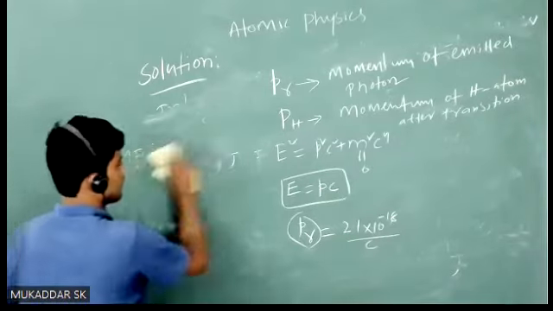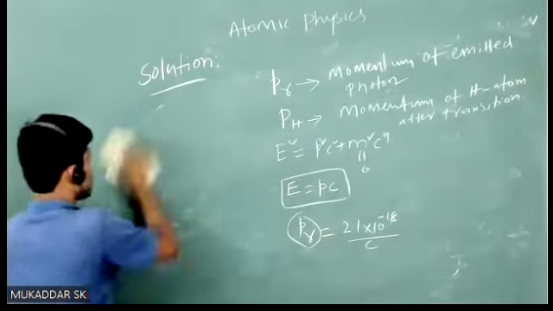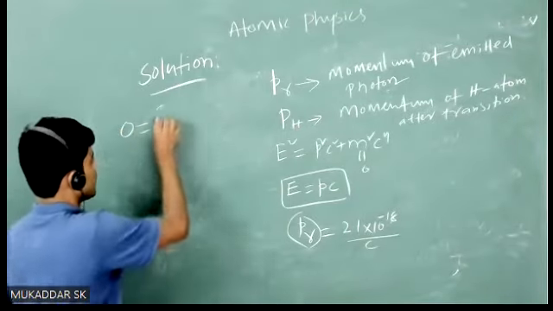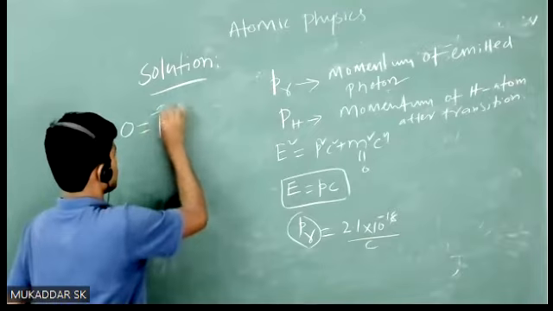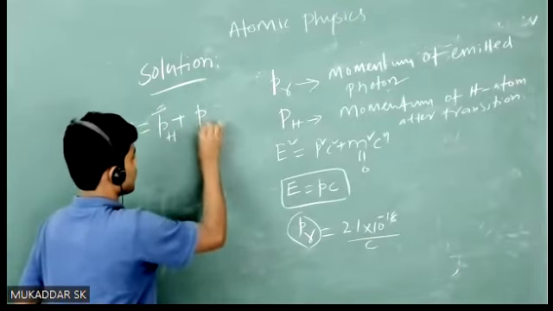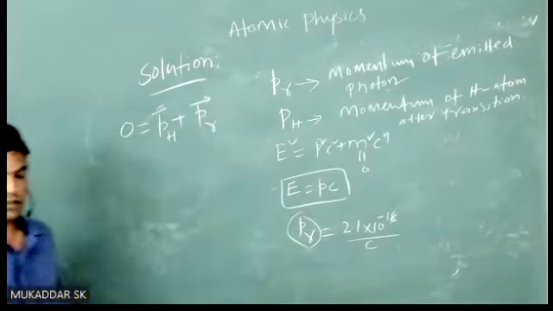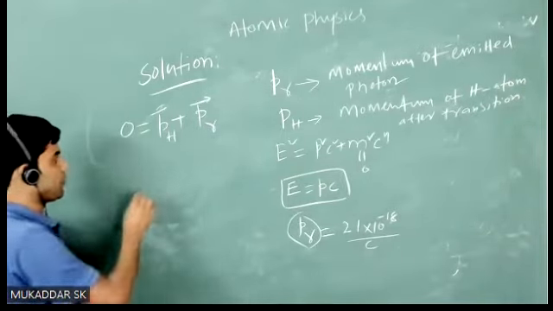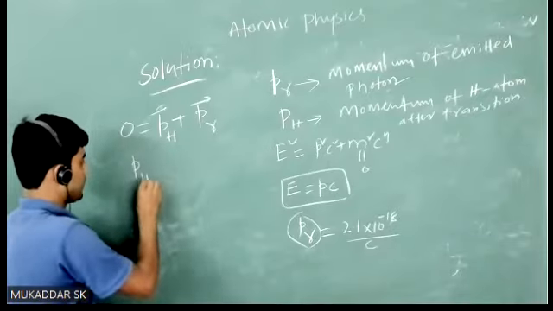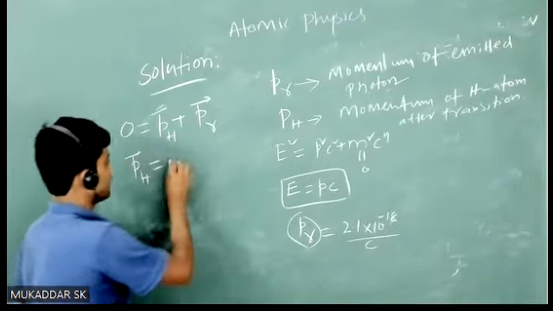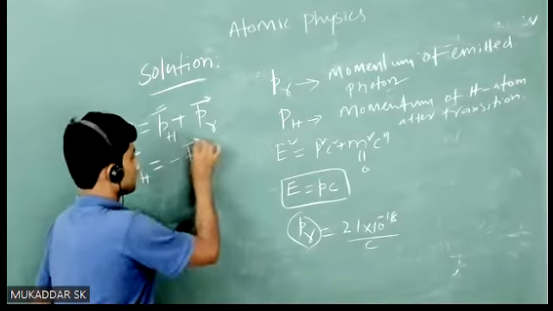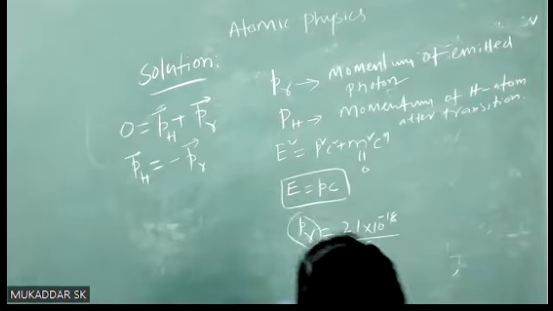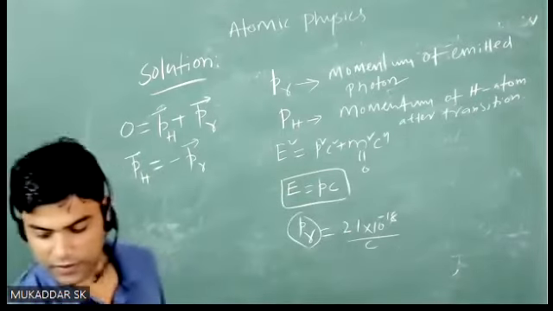And it should be in vector form. What I'm saying is, you have to make 0 equal to P of H plus P of gamma, because momentum is a vector quantity, so you have to write it as a vector. And if you do it, you'll basically get P of H is nothing but minus P of gamma. So what is the meaning of minus here? Anyone in the class? What is the meaning of minus?